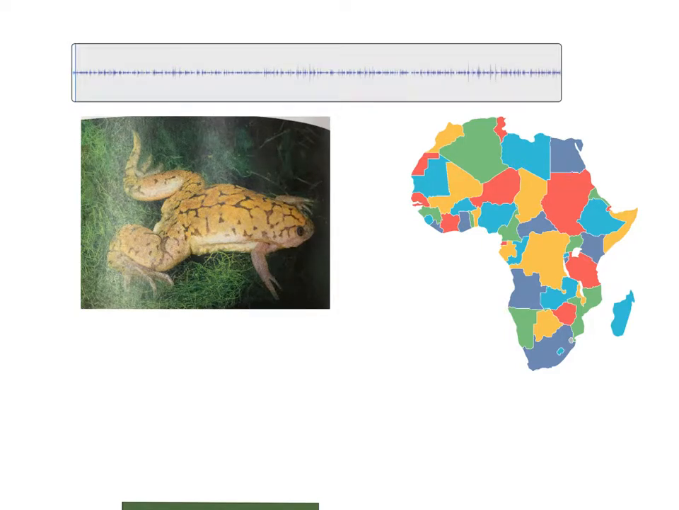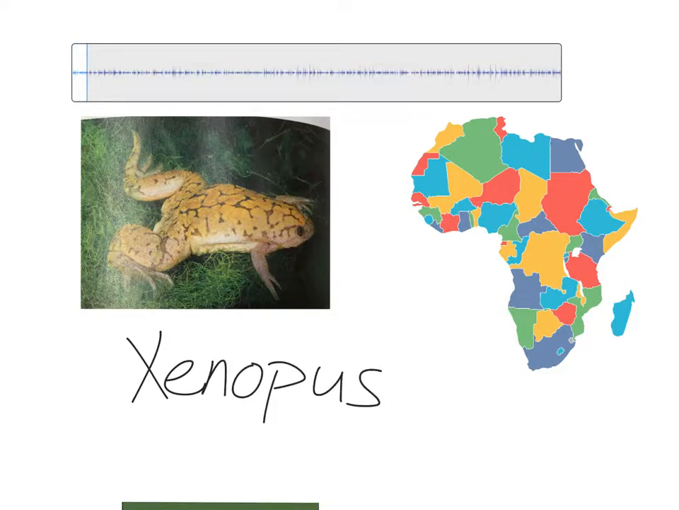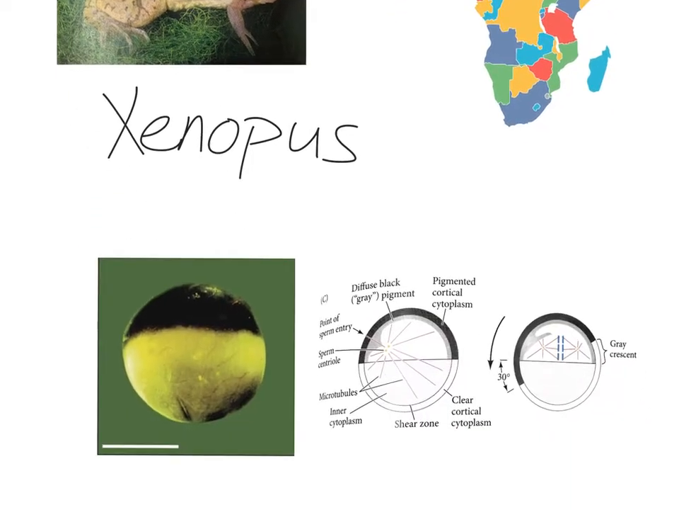Xenopus is a genus of absolutely hideous bloated amphibians from Africa that revolutionized the field of embryology because scientists just couldn't stop messing with these ugly, ugly creatures. Let's start off by learning about their gametes.